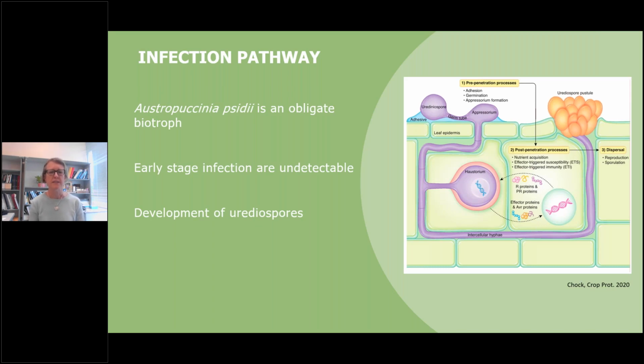We don't see the classic symptoms of Myrtle Rust disease until 10 to 14 days later, which is when we start to see the development of the urediniospores. This is the classic rusty appearance on the surface of the leaves. So detection of this early stage of infection can be quite important.